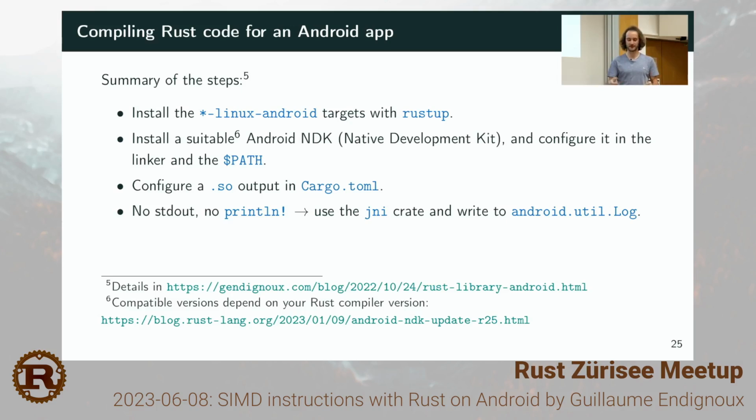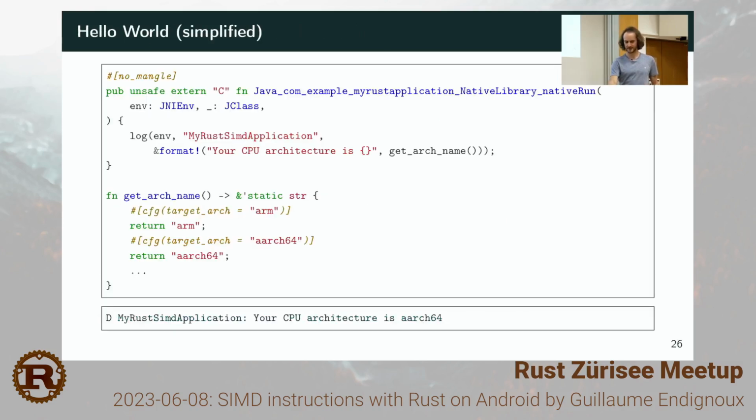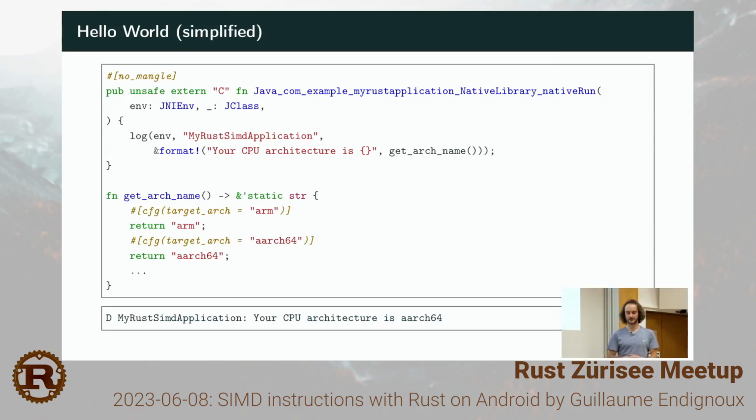So if you just want to do printf testing, you need to go through all of these steps. And yeah, this is just a quick hello world of how this looks. From the Rust point of view, you need to define this special unsafe extern function exported as a Java native function, and then call the functions you want.